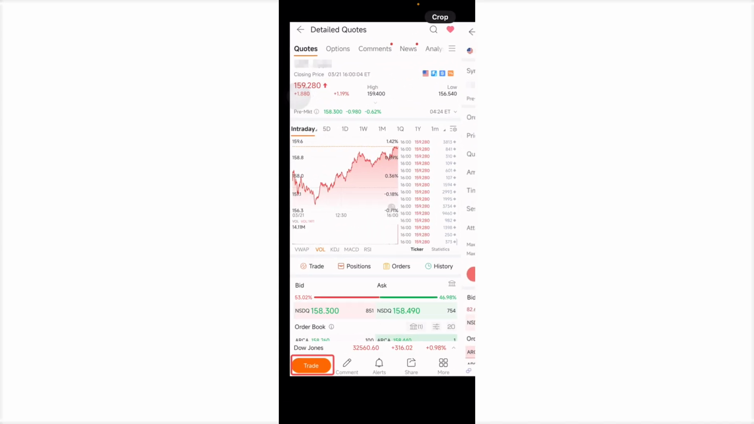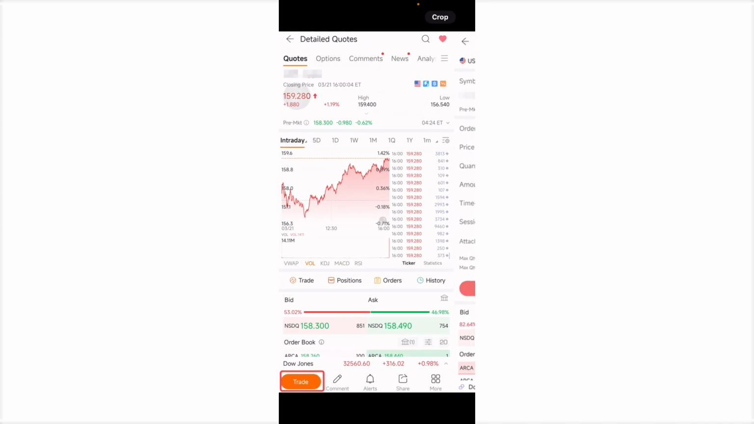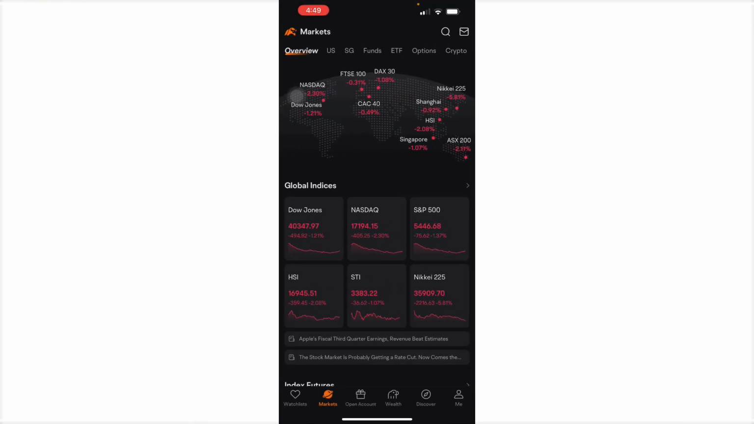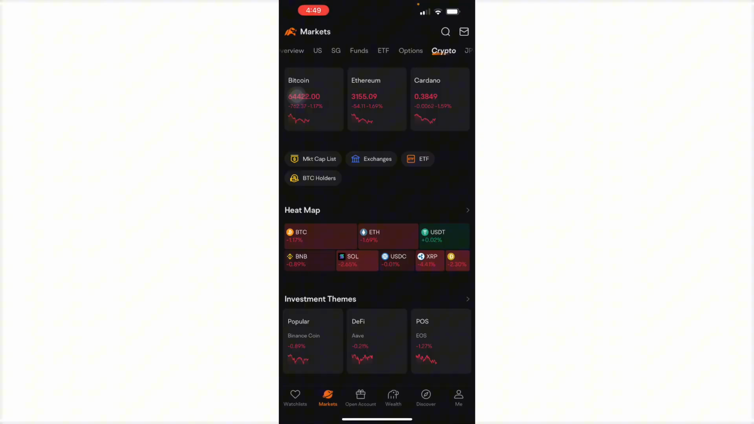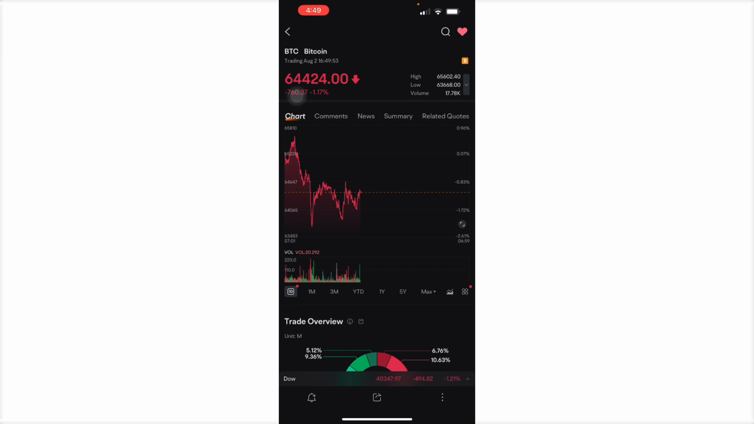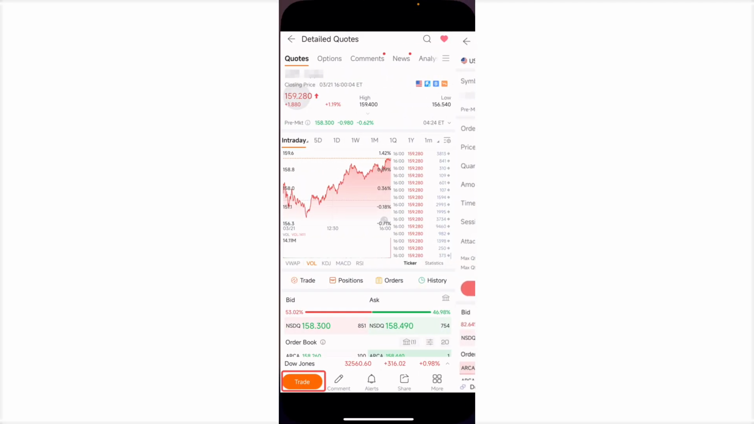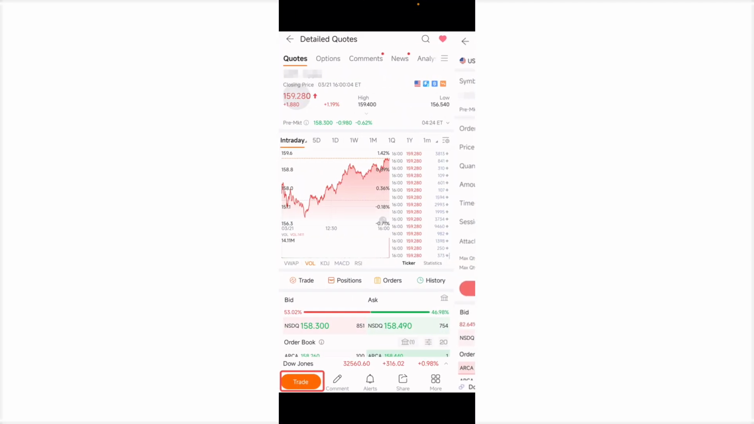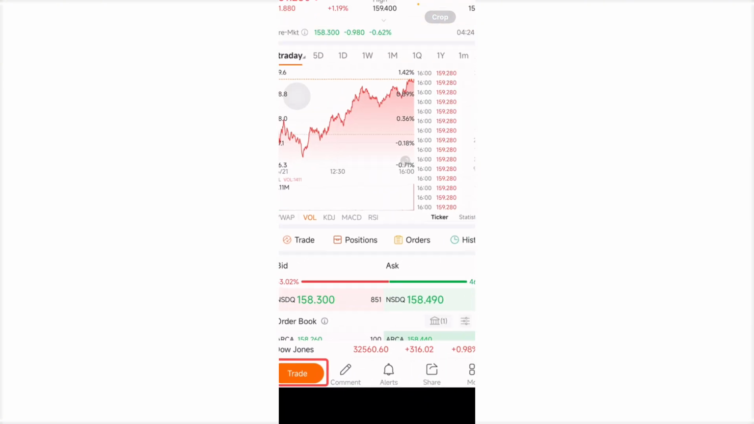Next, we also have our quotes right here. We can go to a detailed quote by looking here in the market. Let's just say we want to buy in crypto, for example Bitcoin. There's going to be a quote right here for trading. Press the trade button in the bottom left corner, as stated right here.